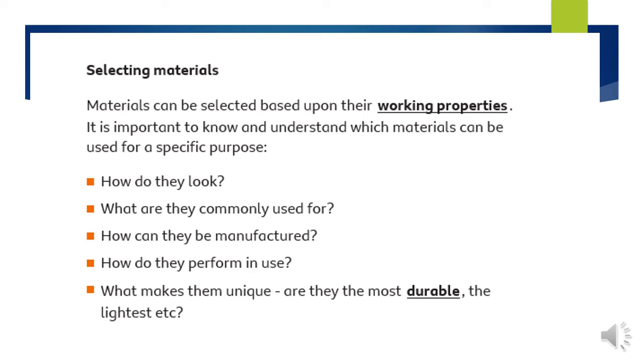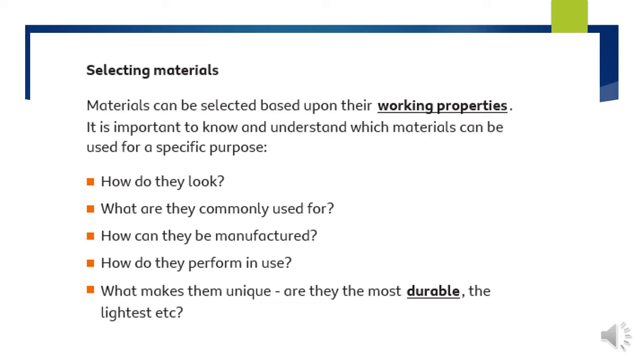Working properties basically mean what the material can do whilst it's being used. So can it withstand high impact like ash, which is why it's then used for a cricket bat? Can pine be used because it's quite durable and easy to cut? It's those working properties that we base our decisions on. These are some other things to think about.